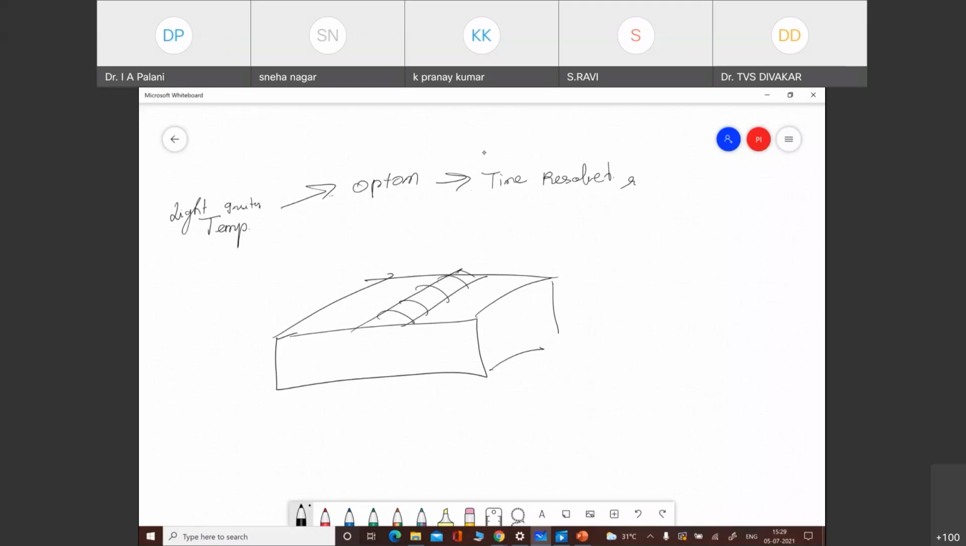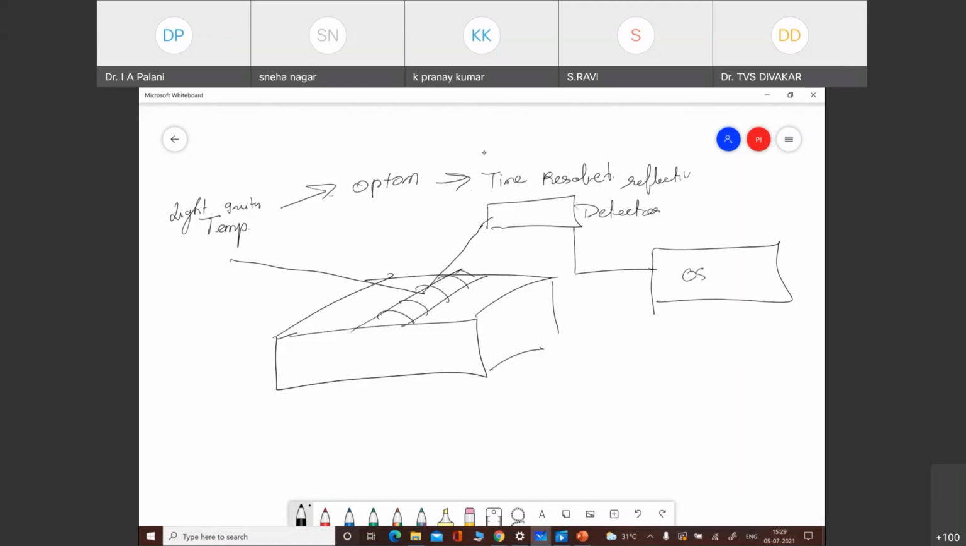In this time resolved reflectivity, what we do is we use a laser to hit the surface, and the beam is collected using a detector. This detector is connected to an oscilloscope, so that through this oscilloscope you can monitor the variation which is happening on the surface. So this is your laser, and this laser is a low power laser, like one which you use for your pointer application.